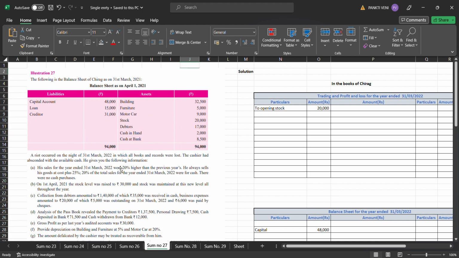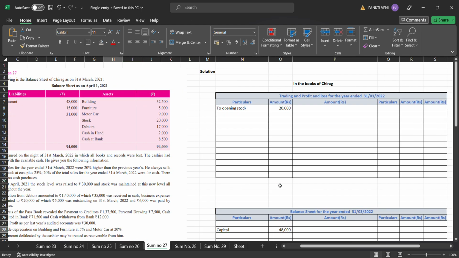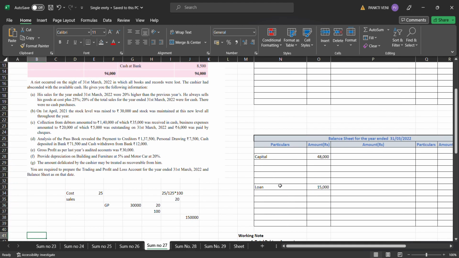A riot occurred on the night of 31st March 2022 in which all books and records were lost. The cashier had absconded. With the available cash, he gives you the following information. His sales for the year ended 31st March 2022 were 20% higher than the previous year's. He always sells his goods at cost plus 25%. 20% of total sales for the year ended 31st March 2022 were for cash. There were no cash purchases.